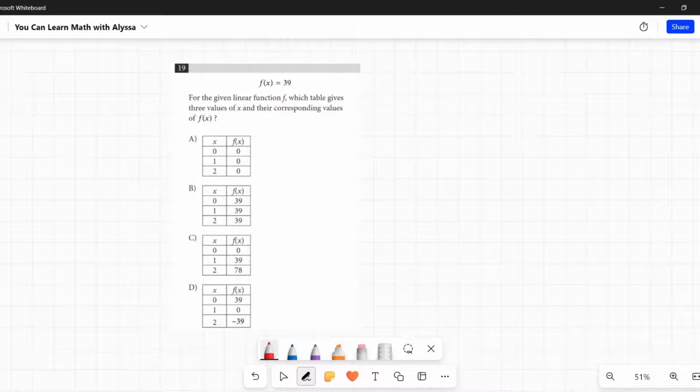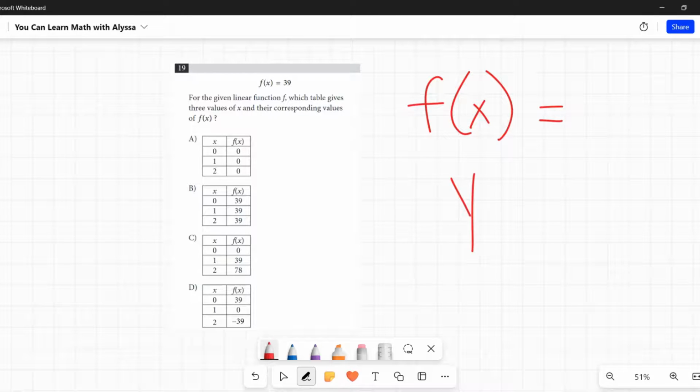F of x equals 39. So when we say f of x, it means if I plug in a number for x, what will I get? You can replace it with y when you're graphing.